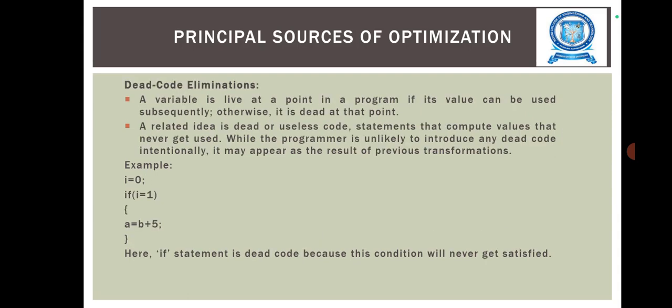Dead code elimination. A variable is live at a point in a program if its value can be accessed subsequently, otherwise it is dead at that point. A related idea is dead or useless code, statements that compute values that never get used. While the programmer is unlikely to introduce any dead code intentionally, it may appear as the result of previous transformations. For example, I = 0; if (I == 1) { A = B + 5; }. Here the if statement is dead code because this condition will never be satisfied.